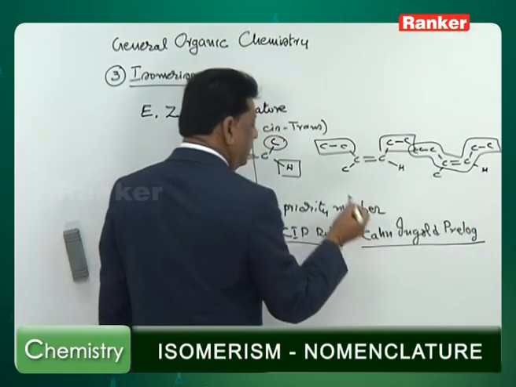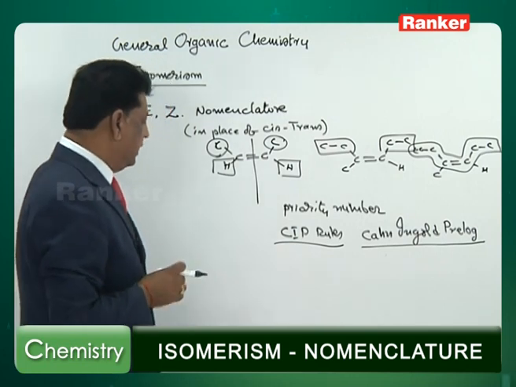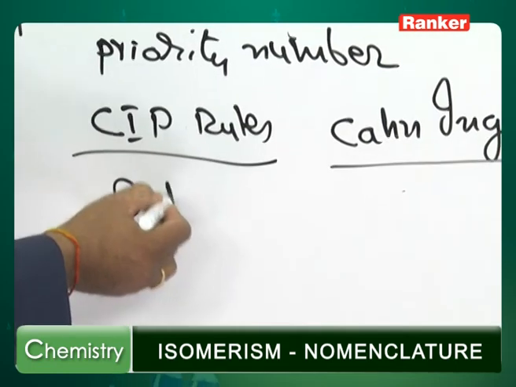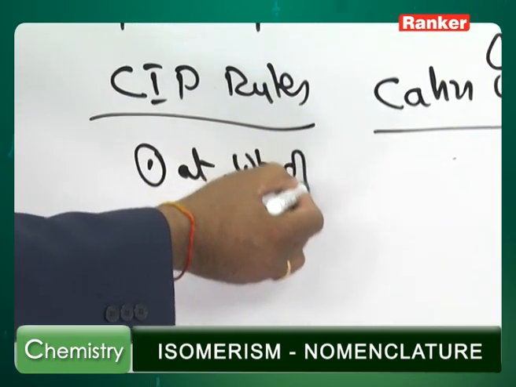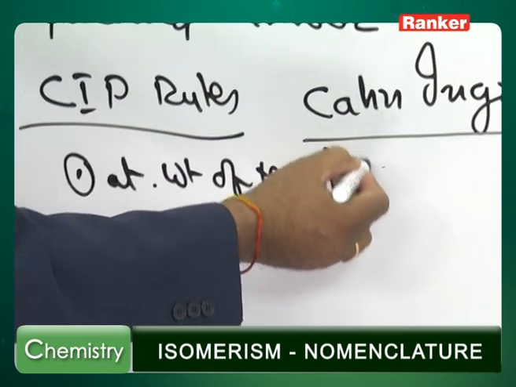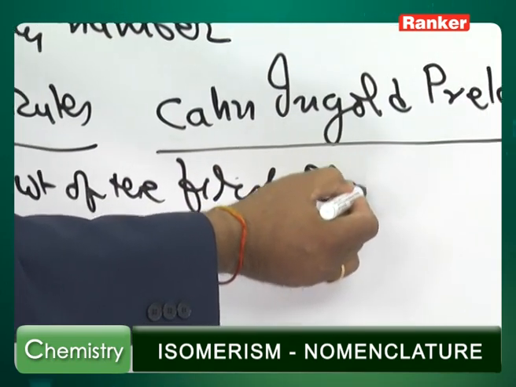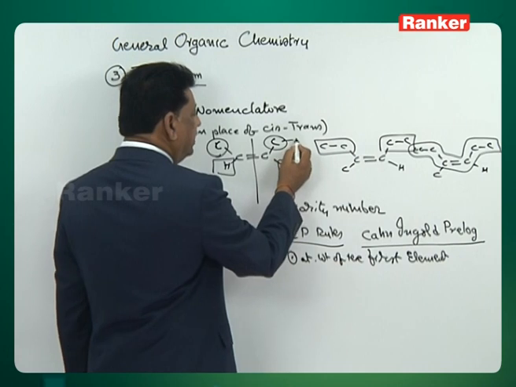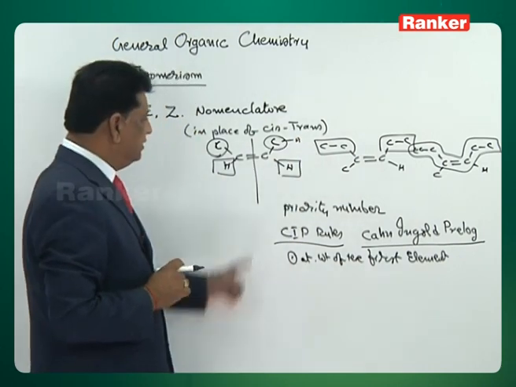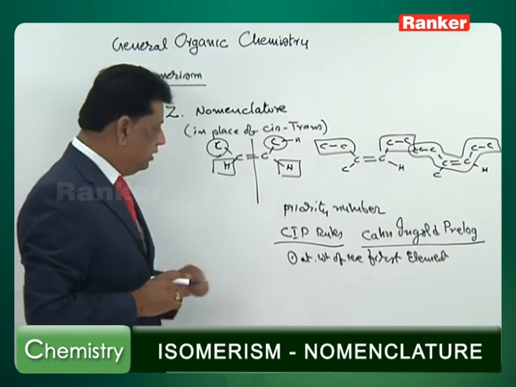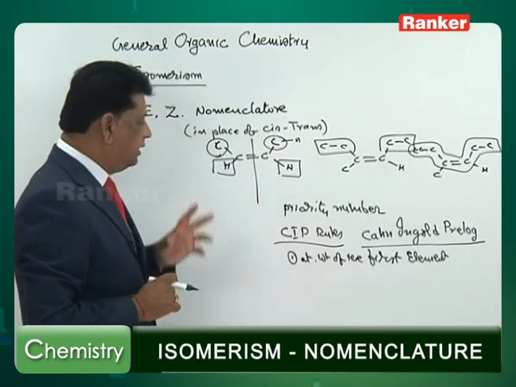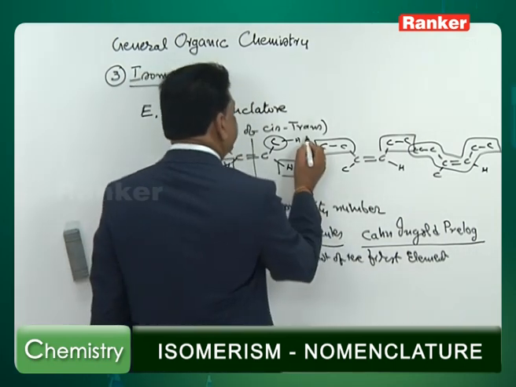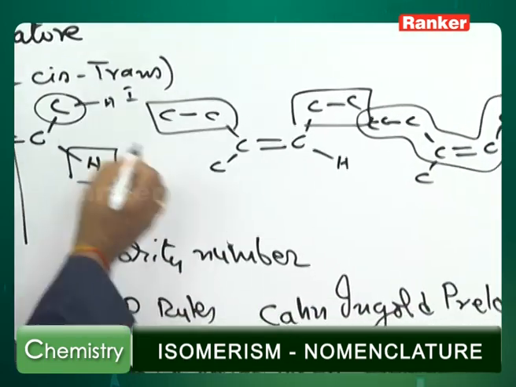The three scientists made rules where the priority is given based on the atomic weight of the first element. Here the carbon is there, here hydrogen. What comes after that hydrogen is not the criterion. First element carbon, first element hydrogen. Which one has the higher atomic weight? The heavier one is given the first preference. So this is given 1, this is given 2.